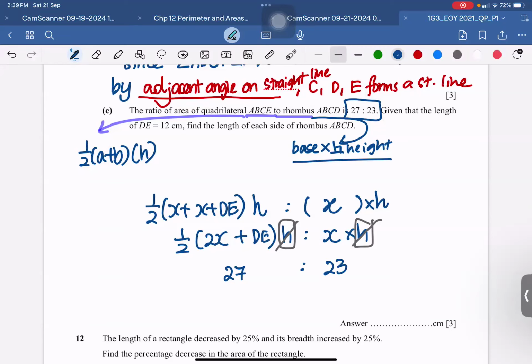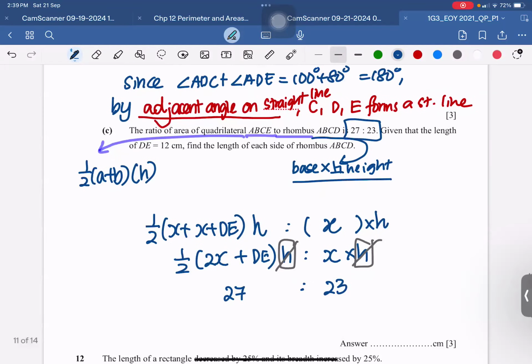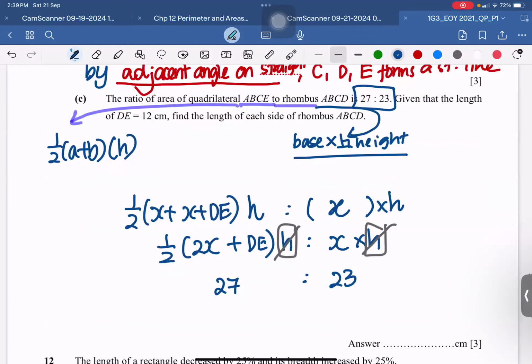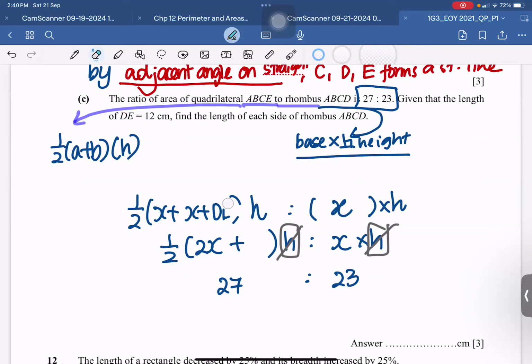Did they state that DE is 12 cm? Oh, I'm so sorry. They gave me DE is 12 cm already. Then I can replace it over here. Sorry. Thank you. I haven't finished reading the question. I only read until the ratio. Then this is even easier.